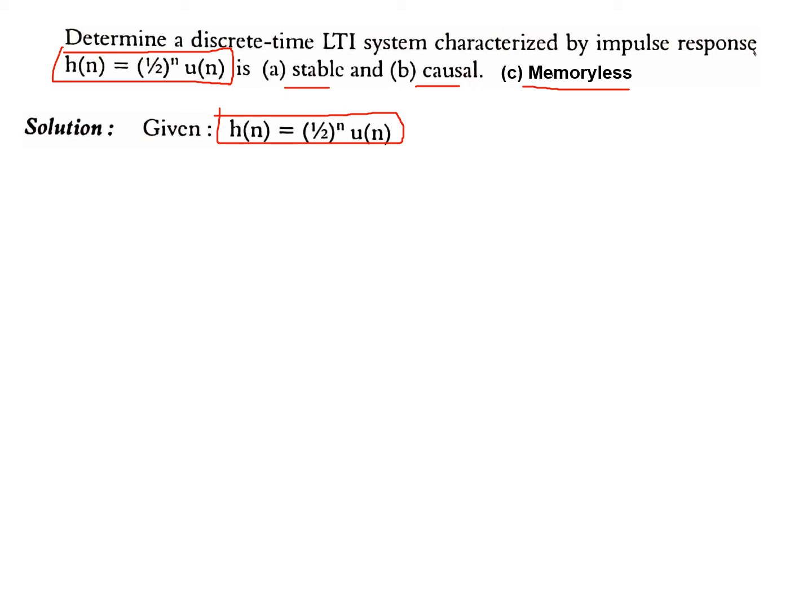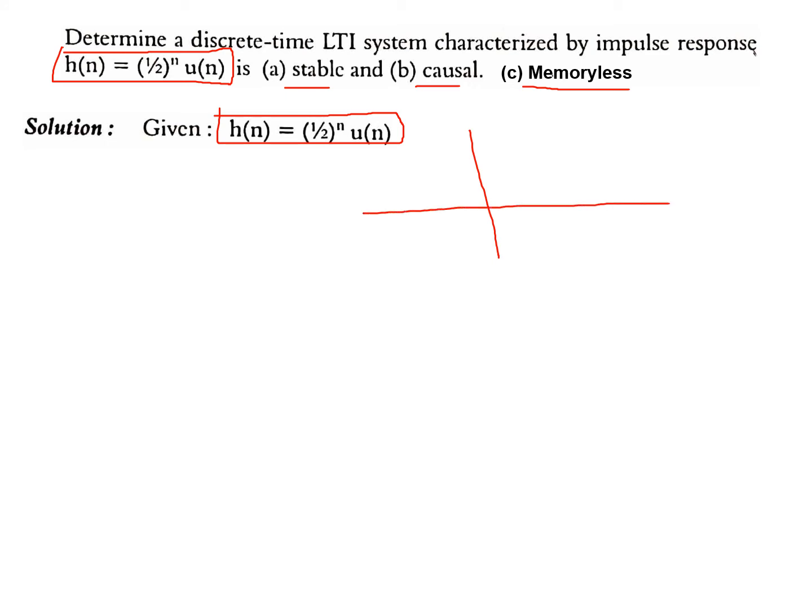Now what is this actually? According to me, this is nothing but a falling exponential, a discrete time falling exponential, starting at n equals 0. Why? Because of half to the power of n times u of n. Suppose u of n is not given, and only half to the power of n is given. What would the signal have been?